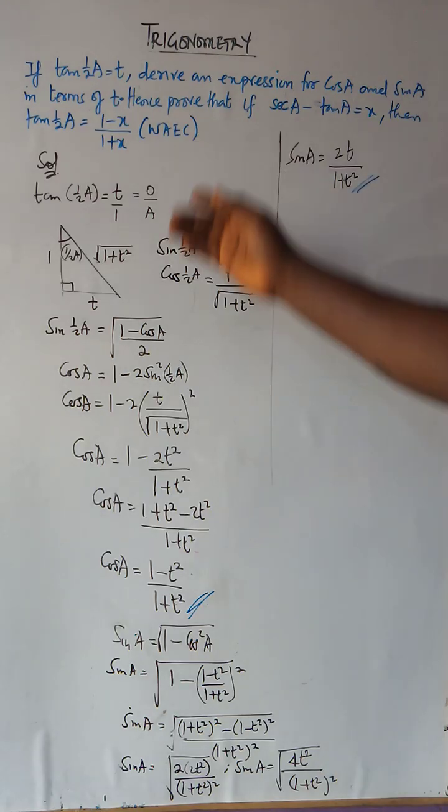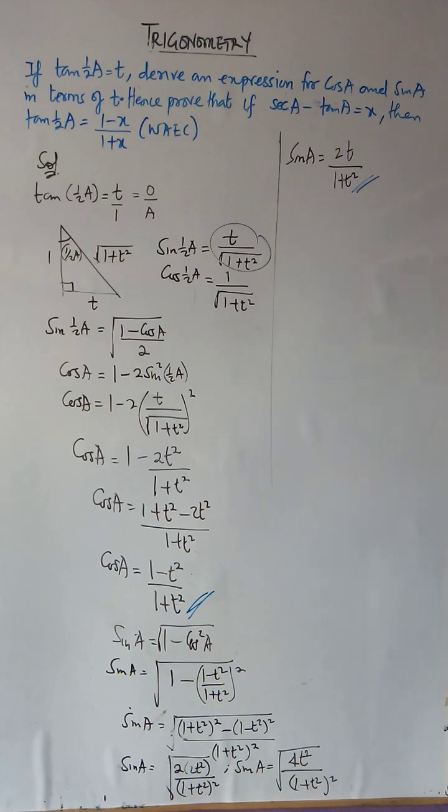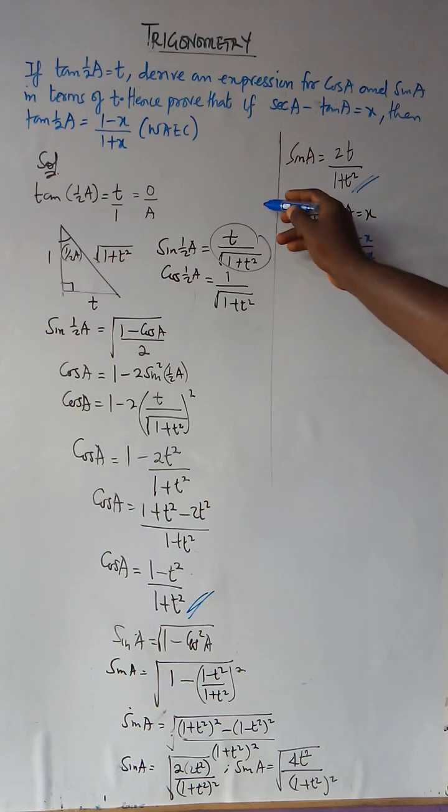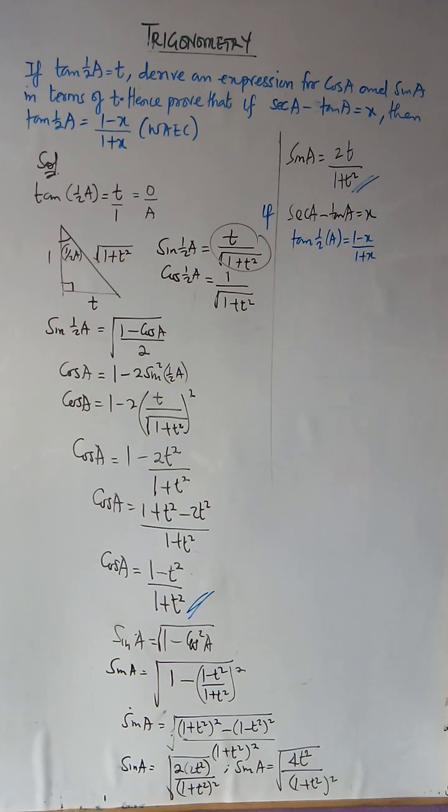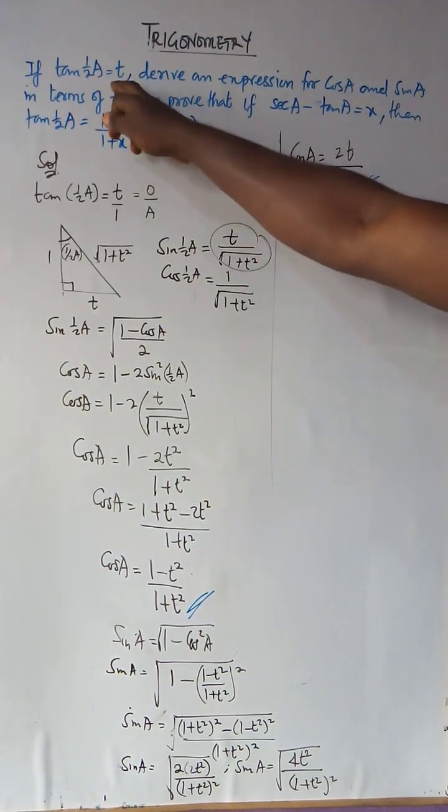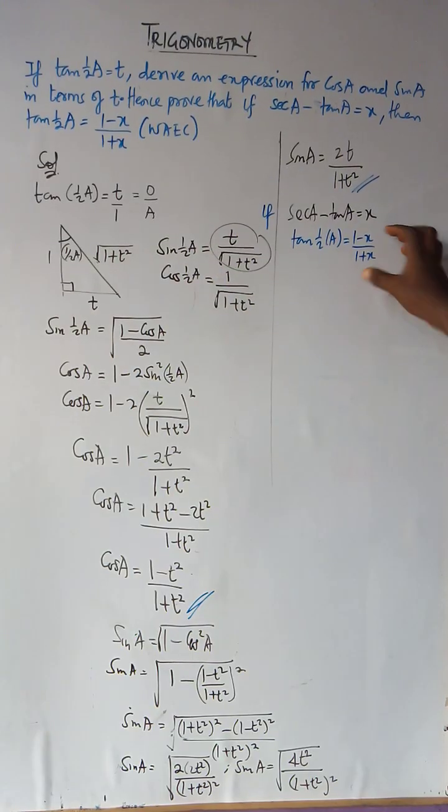The next part: hence, if sec A minus tan A equals x, then we have to prove that tan half of A equals 1 minus x over 1 plus x. So this is what we are told to show if this condition holds. How are you going to look into this? Note, we are already told from the beginning that tan half of A is t. So in short, we are told to show that t equals this.